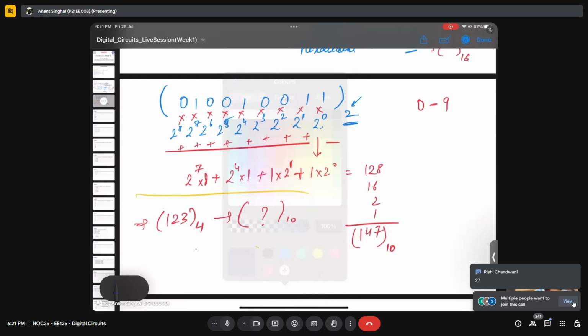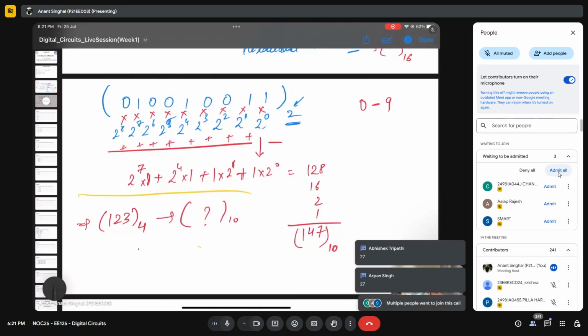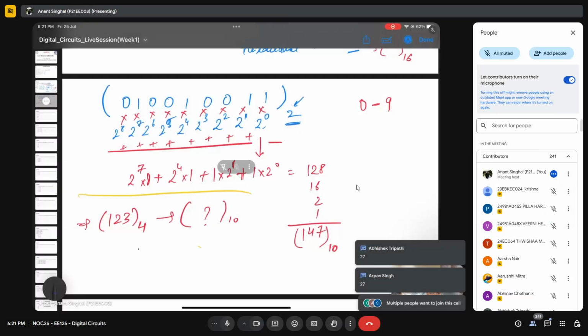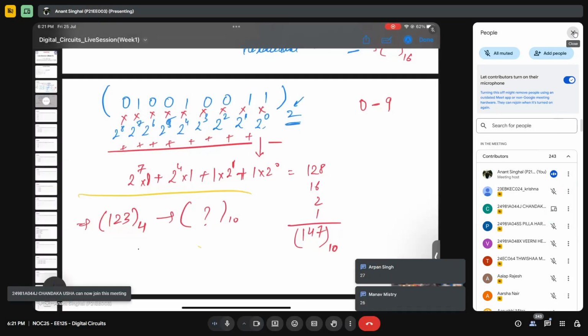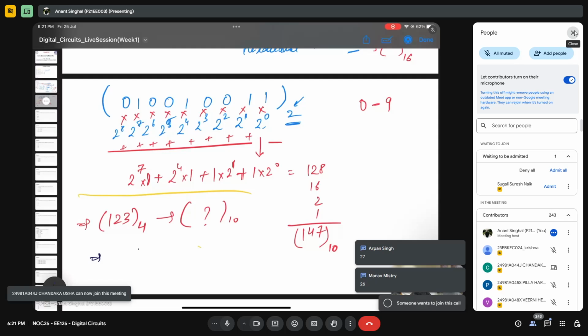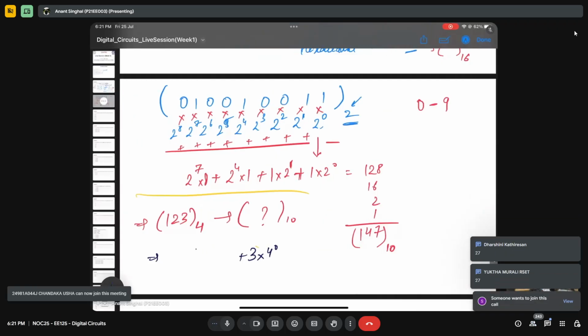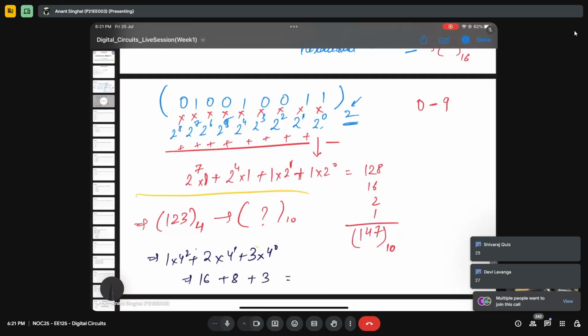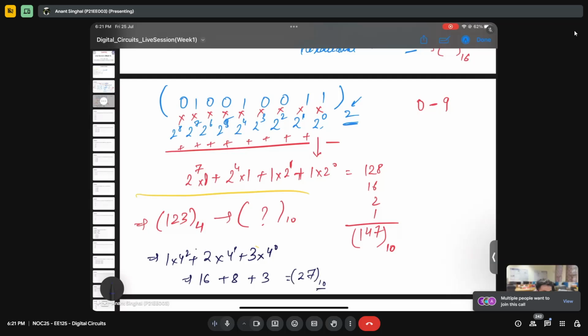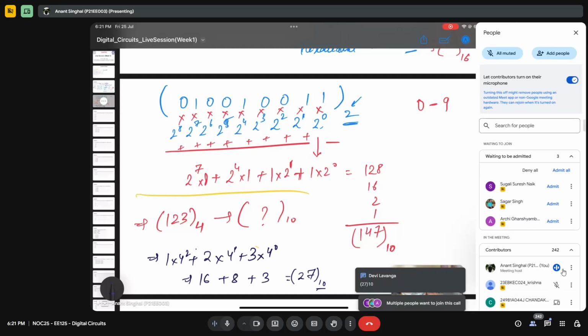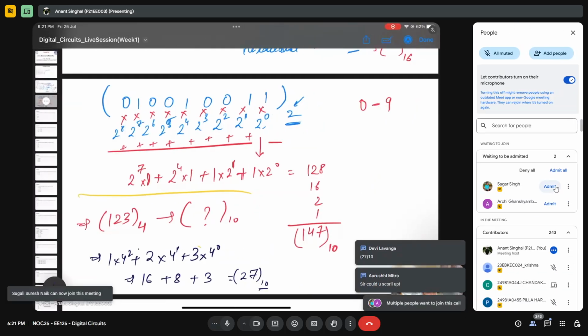Okay, so I already have an answer as 27. Yeah, so let me check now. This is nothing but 3 times 4 raised to power 0, then 2 times 4 raised to power 1, and 1 times 4 raised to power 2. So this will be nothing but 16 plus 8 plus 3, and this gives 27. Yeah, that is correct, to the base 10. I hope the bases are clear now, and this is how we solve any problem in general.